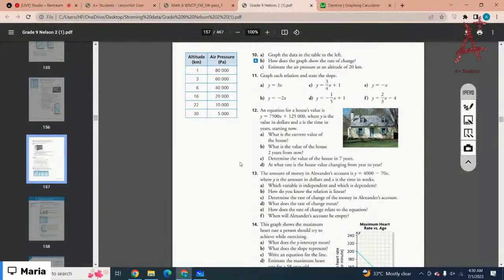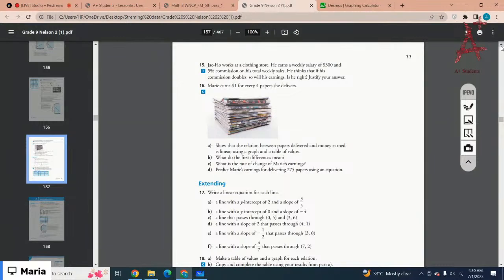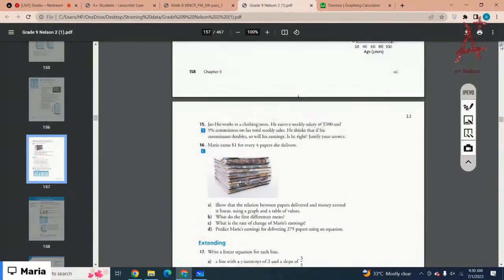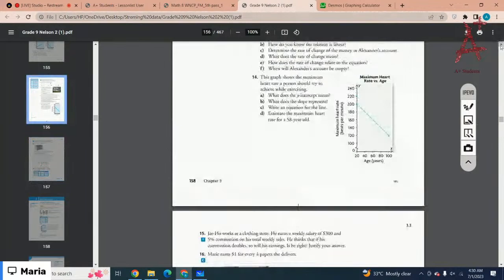Okay, let's just look at question number 14. This graph shows the maximum heart rate a person should try to achieve while exercising. What does the y-intercept mean? What does the slope represent? Write an equation of the line. Estimate the maximum heart rate of a 58 year old.